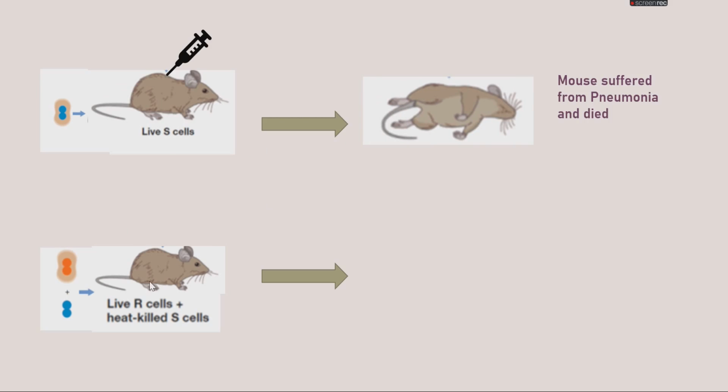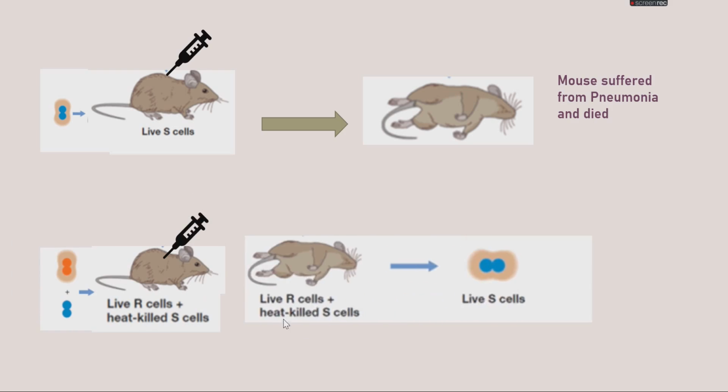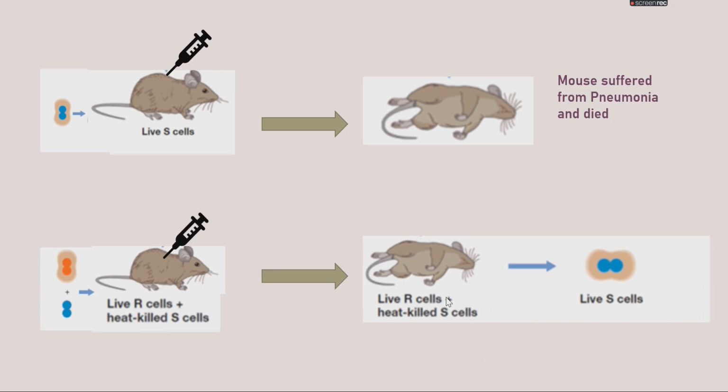But in another experiment, he injected the healthy mice with a mixture of live R cell Streptococcus pneumoniae bacteria plus heat killed S cell bacteria. You can see here, when this mixture was injected into a healthy mice, that mice suffered from pneumonia and died. When the bacteria was isolated from these killed mice, it was observed that that bacteria is of live S cell type. So how did this happen?